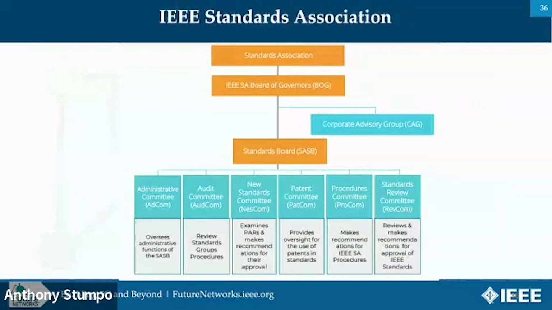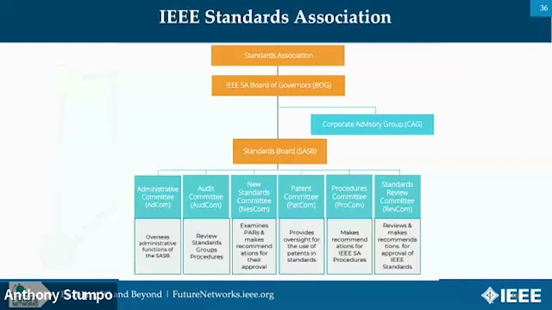So this is the organizational structure of IEEE from the standards perspective. There is a Standards Association, and there is a Standards Association Board of Governors, and there are many different entities in the Standards Association, like the administrative committee, audit committee, new standards committee, and the patent committee, and so forth. Project authorization requests are evaluated by the new standards committee. They are the ones who will review.